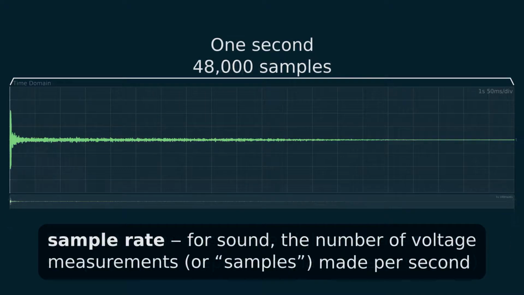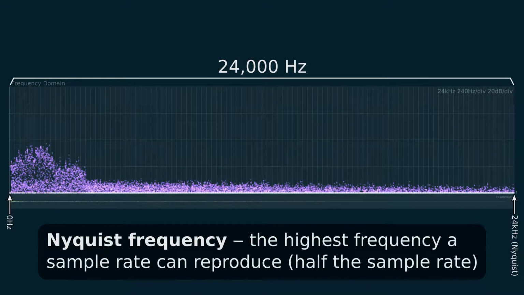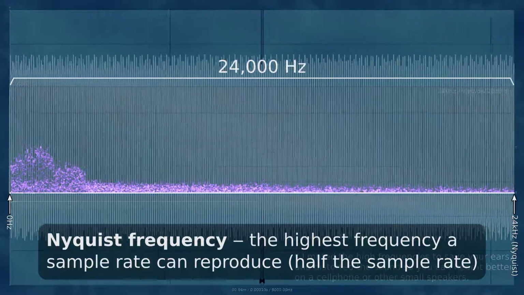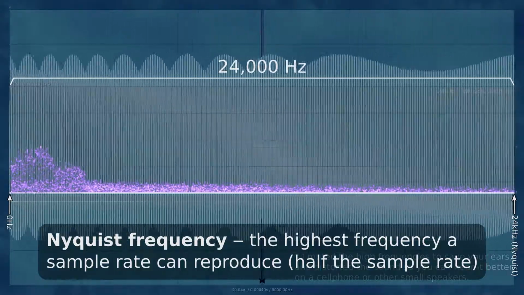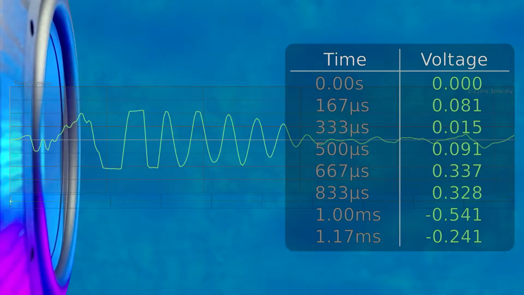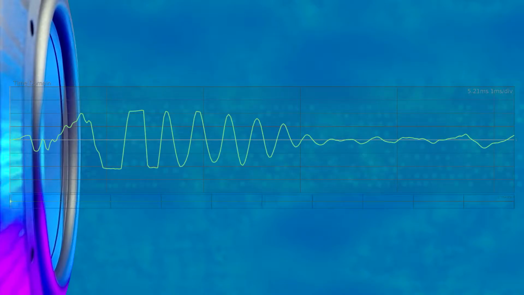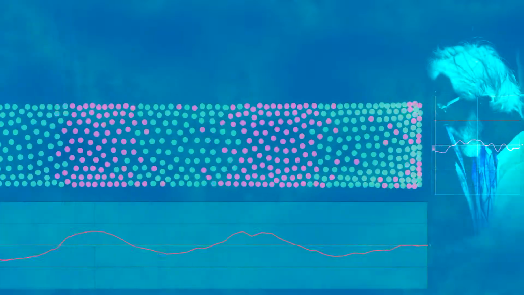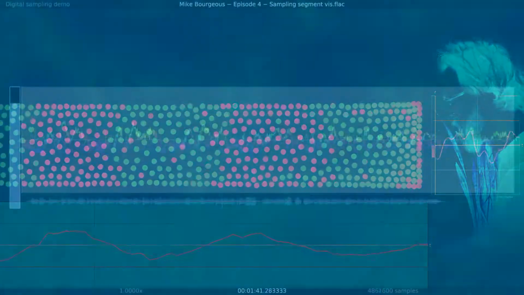So, if we record 48,000 samples per second, our sound can contain frequencies up to 24,000 Hz. You may recall that the limit of human hearing is about 20 kHz, so 48 kHz sampling is plenty for most of our needs. Digital sound can then be converted back to analog by generating the voltages described by the list of recorded numbers. Those voltages are then amplified and sent to speakers, which convert electricity into movement, which in turn creates changes in air pressure, and those changes in air pressure reproduce the original sound.